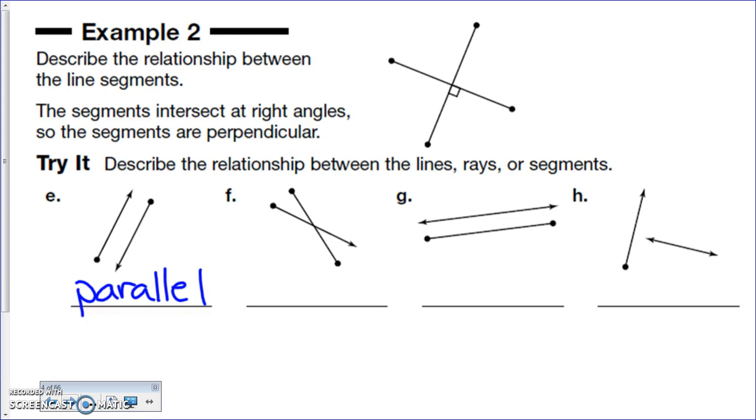For F, we have a line segment being intersected by a ray, and we can tell it's not perpendicular because they do not cross at right angles. So for this one, we're just going to write intersecting. For G, we have a line extending in either direction and a line segment, and they are parallel because no matter how far the line extends, it's never going to cross the segment.